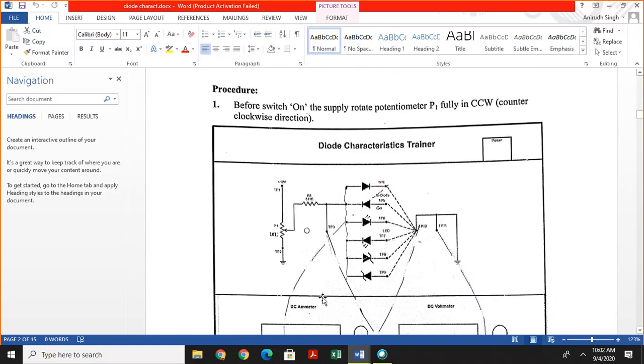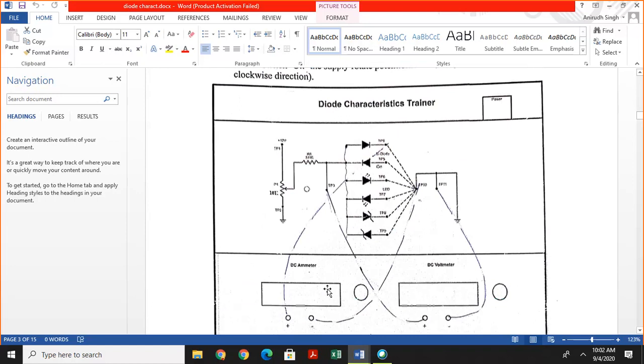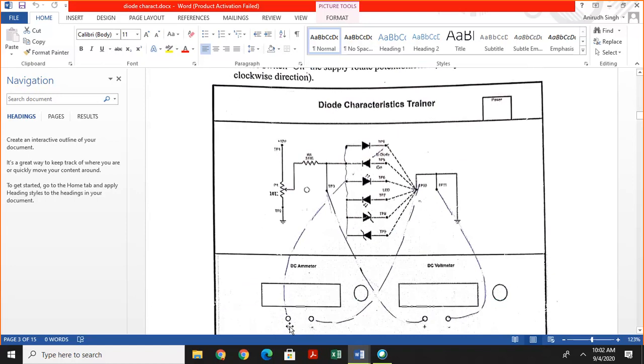First we make the connection. The positive terminal of the DC ammeter is connected to TP1, then the negative terminal is connected to TP10. It means that this DC ammeter is connected in series with the diode.